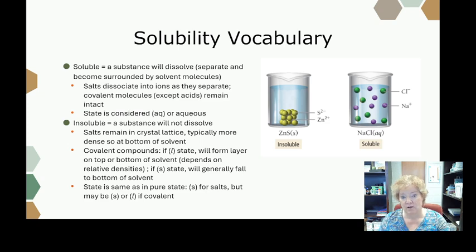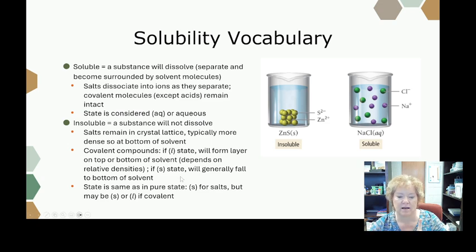And then we have insoluble, which means it will not dissolve. If it's a salt, it remains stuck together in its crystal lattice. If it's a covalent compound, depending on its state, if it's a liquid, usually you'll have a layer, so oil and water are not soluble. The less dense one will be on the top layer. If it's a solid, usually solids are more dense. So if I had chalk, it would be a solid that won't dissolve, it'll just fall to the bottom.